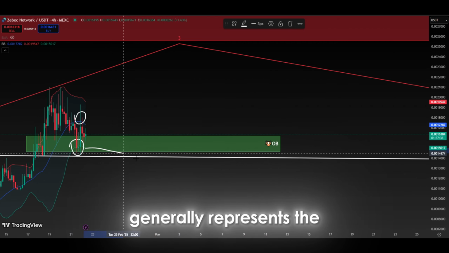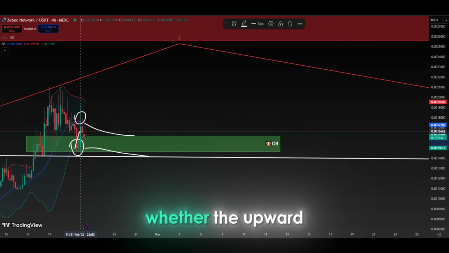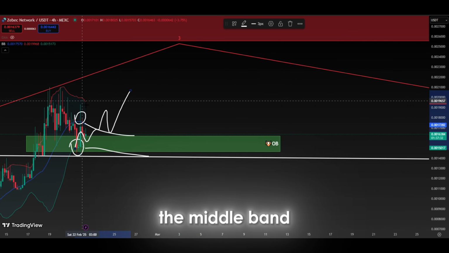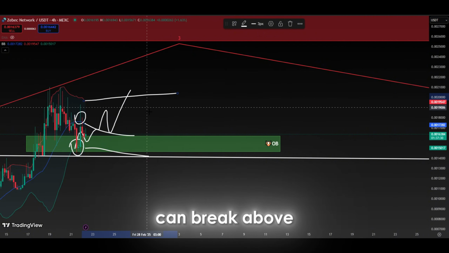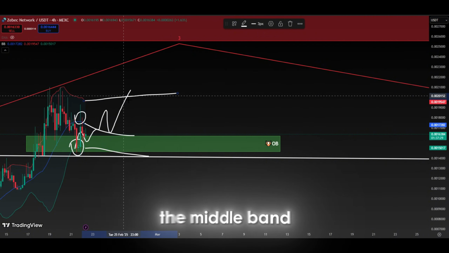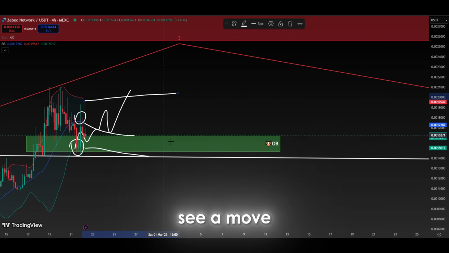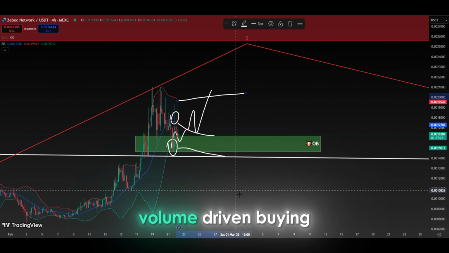The middle band generally represents the moving average, and reaching this level is a critical point in determining whether the upward movement will continue. Currently, the price is moving between the middle band and the lower band of the Bollinger Bands. If the price can break above the middle band, the likelihood of the upward movement continuing increases, and we could see a move toward the upper band. For this to happen, however, volume-driven buying would be needed.